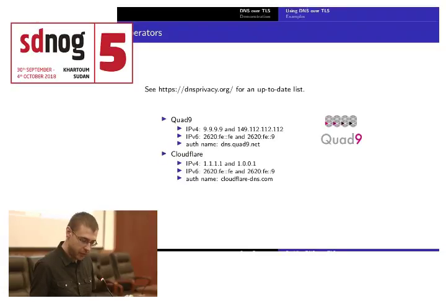If you want to start using it, you obviously need a resolver that supports it. On dnsprivacy.org, there's a full list of operators. I've mentioned the two more prevalent ones here. The first one is Quad9, who we all know and present in this room, and I hope we can all agree that they're good people. And then there's also Cloudflare.